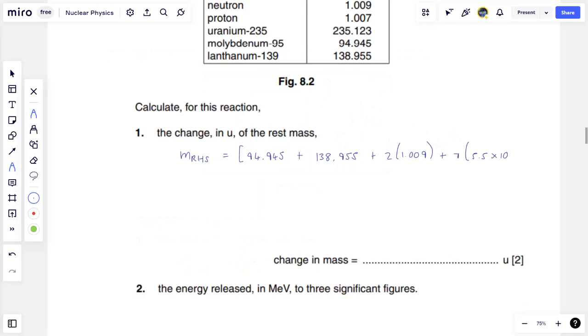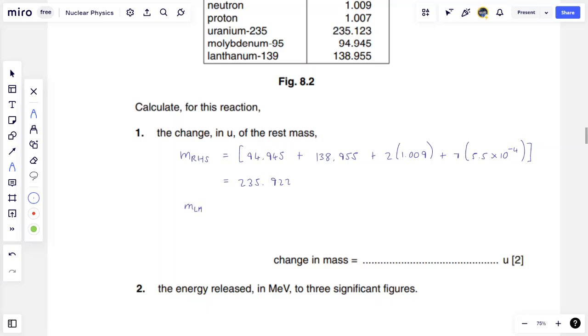Remember, beta particles are simply fast-moving electrons. 5.5 times 10 to the minus 4. They're not fast enough that their masses are relativistic, so we can still use their regular masses. And if we put this into a calculator, we get 235.922. That's in atomic mass units.